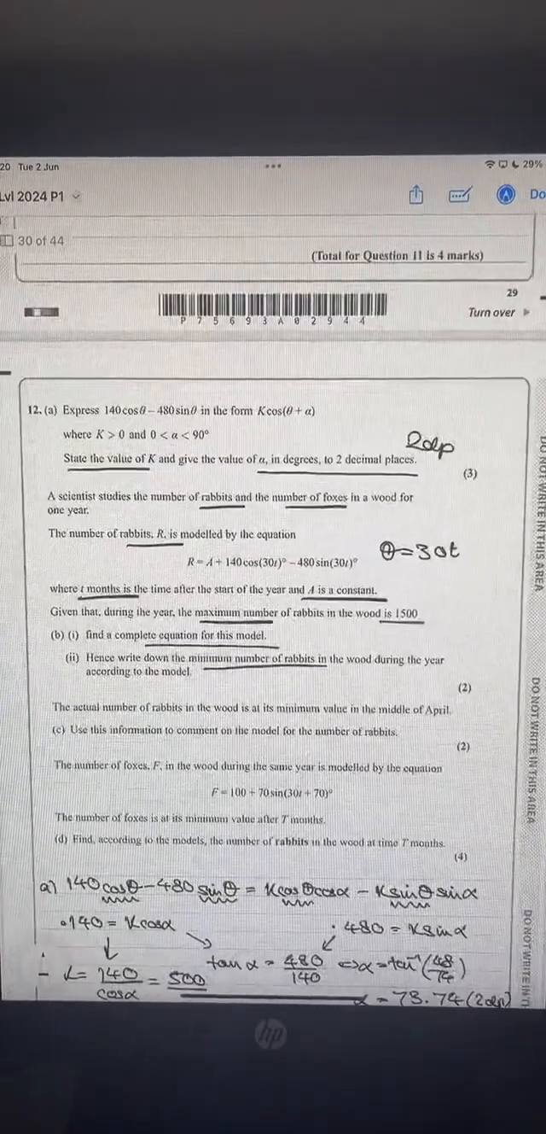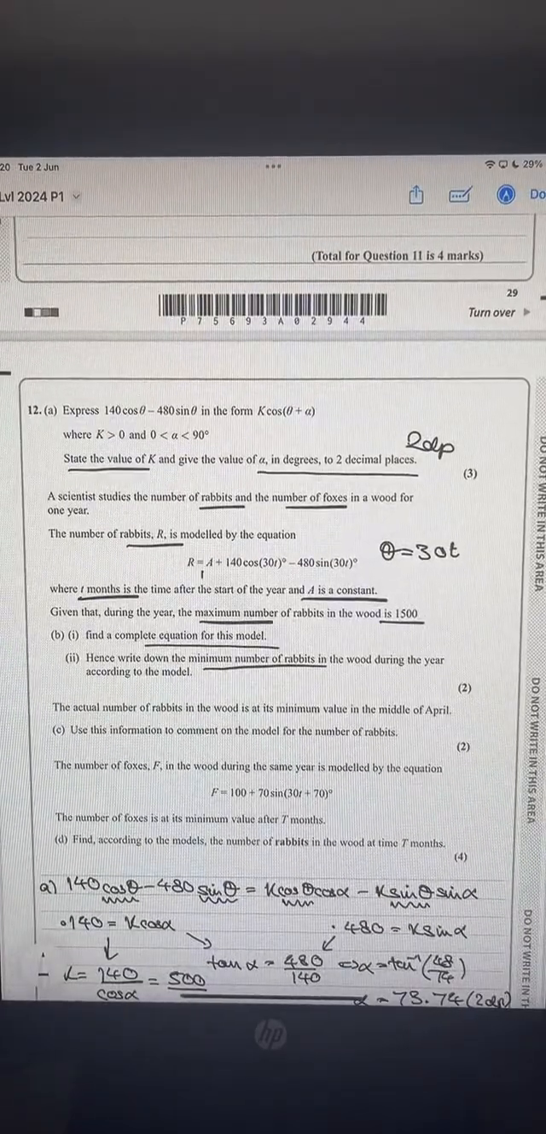I think you could also write it where you had 1,000 here and then this whole thing there. I think they allowed either one for your answer.